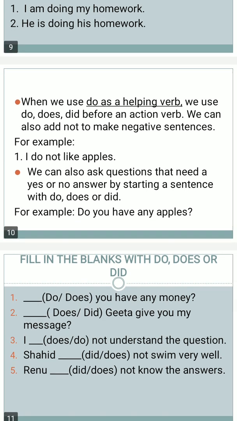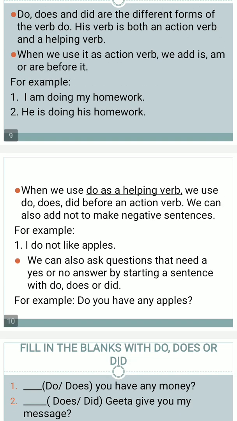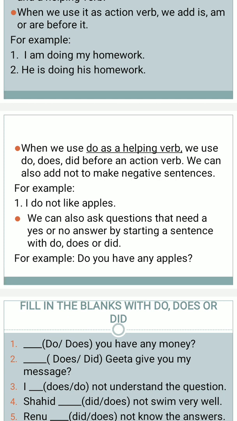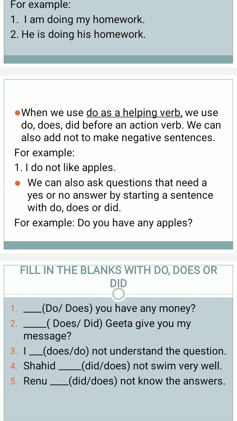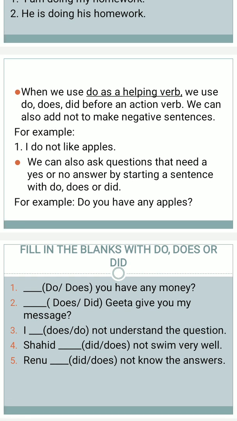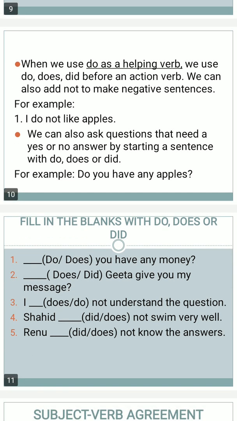Okay, previously we have learned that when we use the word do as an action verb, we add is, am, are before it. Now if we use it as a helping verb, we use do, did, does before the action verb. Before the work, we use do, does, or did according to the tense. We also add not to make negative sentences. Firstly we will write do, does, or did, then we will add not. For example, I don't like apples.